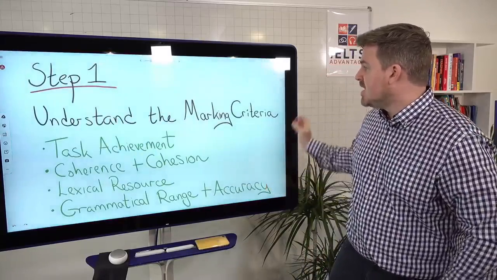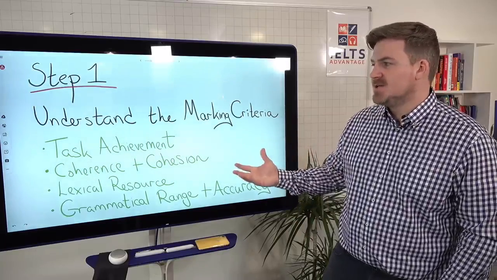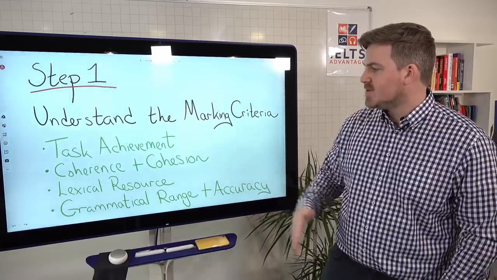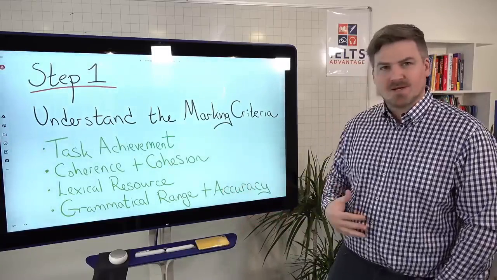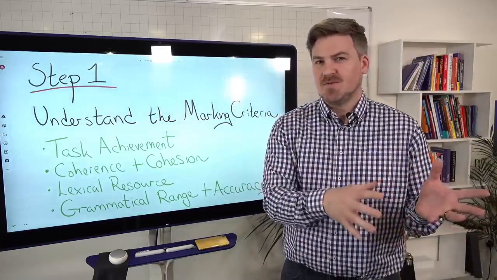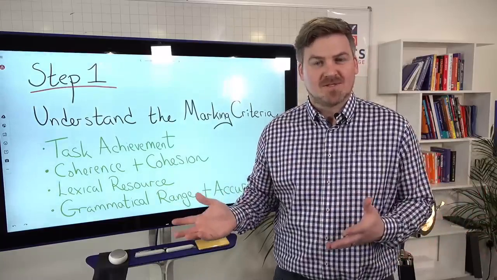So step 1, understand the marking criteria. You need to intimately understand what these mean. So task achievement, coherence and cohesion, lexical resource, grammatical range and accuracy. Understand what the examiners want, because if you don't understand what the examiners are looking for, then how are you going to give it to them?